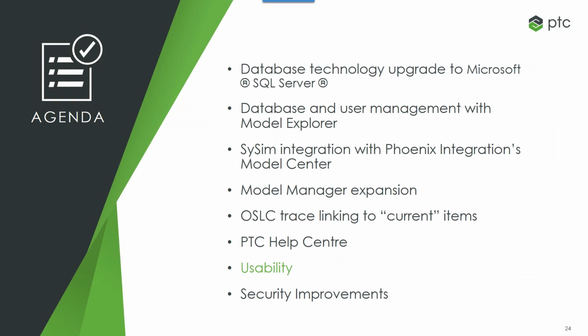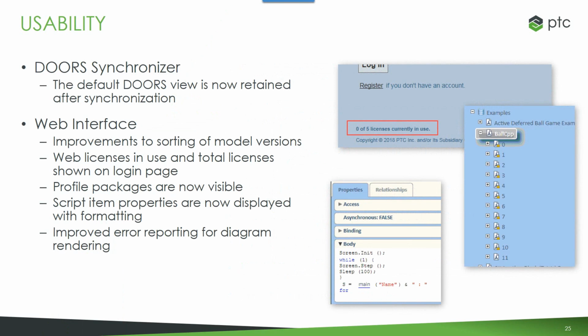Usability features in Integrity Modeler 9.0. When running the Doors synchronizer, the default Doors view is now retained after synchronization. There are also some enhancements for the web interface. There are improvements to the sorting and display of model versions. Web license usage is now displayed. Profile packages are now visible in the web interface. Script item properties are now displayed with correct formatting, and there's improved error reporting for diagram rendering.